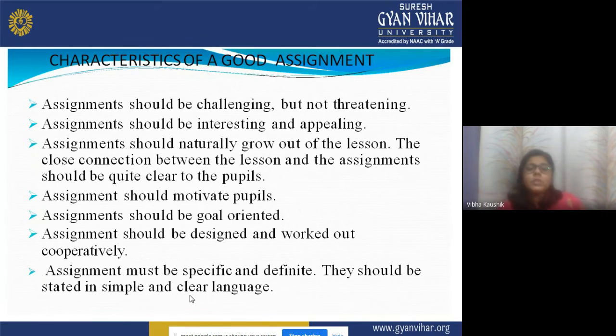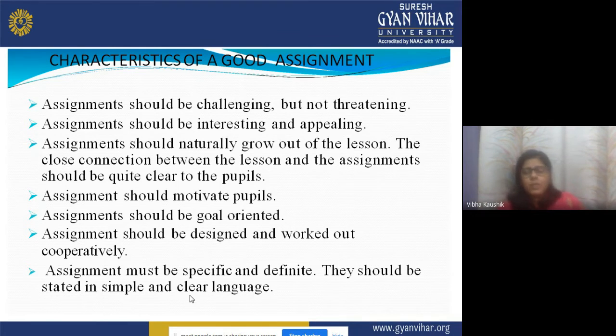Now, characteristics of a good assignment. An assignment should be challenging but not threatening. It should be challenging for the students to complete that assignment, but it should not be threatening to the students, in the sense that they think they will not be able to complete that assignment.